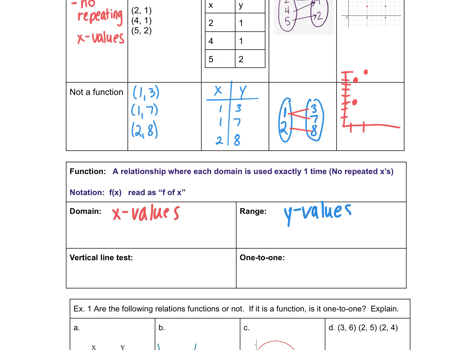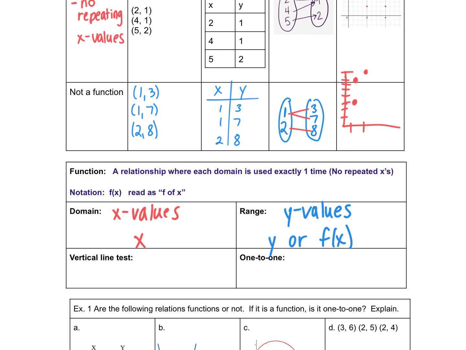When we talk about domain, it's x values, so it's always going to be denoted as x. When we talk about range, it's going to be denoted as y or f of x. I need you to understand this: f of x and y are identical. They are the exact same thing. So if I see a line that says f of x equals x plus 2, that's just y equals x plus 2. So don't let that confuse you. f of x is just a fancy way of saying y.